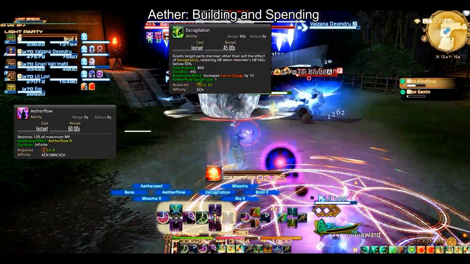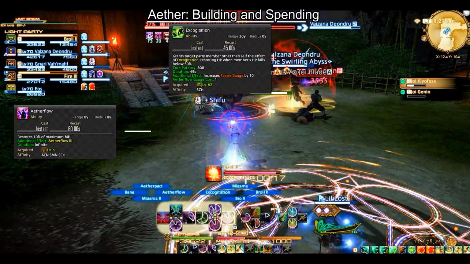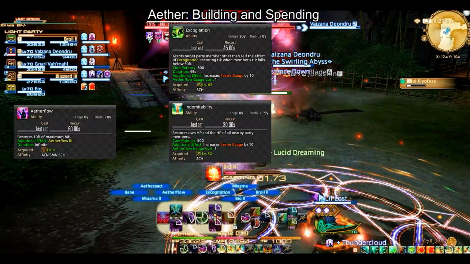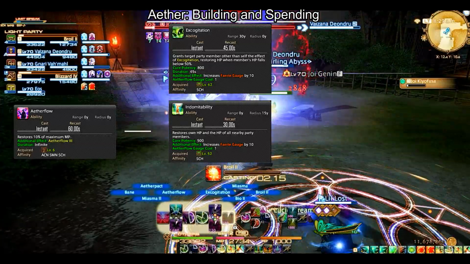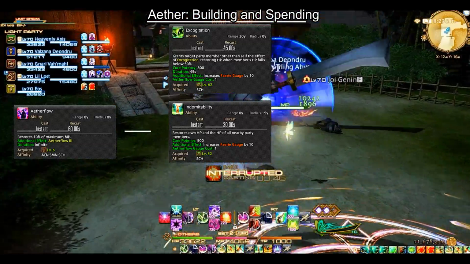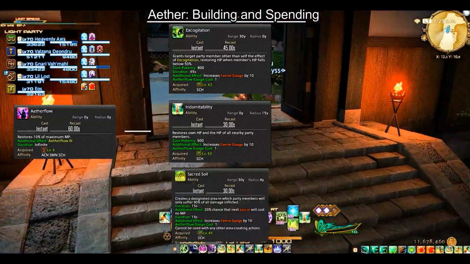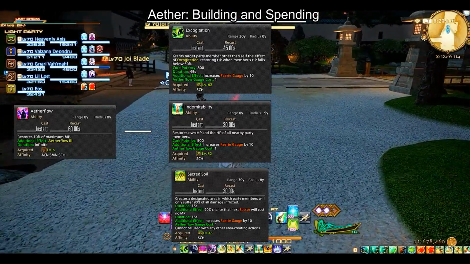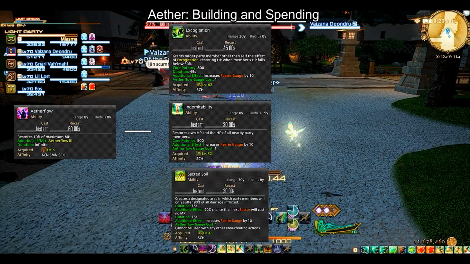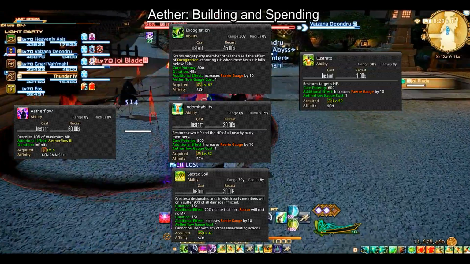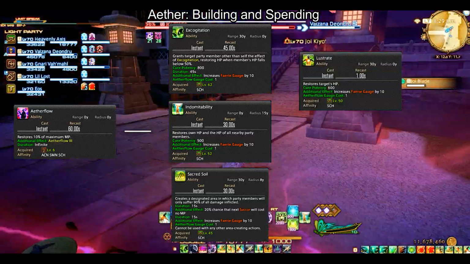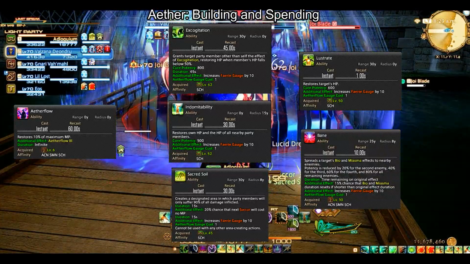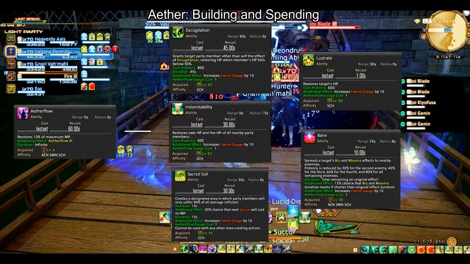For your Aether spending, you have Excogitation, unlocked at level 62, a very powerful healing ability which we will specifically discuss in a bit. Next, you have Indomitability, the level 52 ability with a 500 potency group-wide heal that we discussed in the previous section. Sacred Soil, which is unlocked at level 45, is an AoE shield that reduces all damage taken by 10% for 15 seconds within its area. Lustrate, the single target heal with a potency of 600, unlocked at level 50.